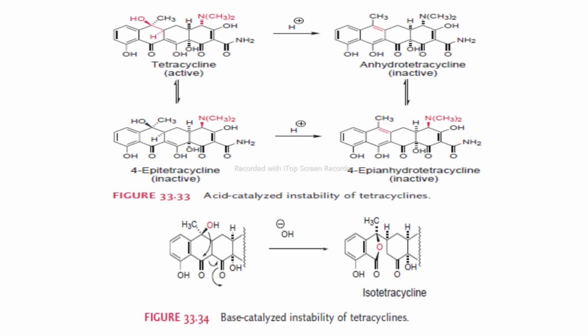So now what about the acid catalyzed instability of tetracycline and the base catalyzed instability of tetracycline? As we have just discussed, these tetracyclines are freshly prepared. If they come in contact with an acid or with any base, then they get converted into an unstable compound, which is an inactive compound. So over here, H plus means what? That is the acidic condition, and OH means what? That is a basic condition.